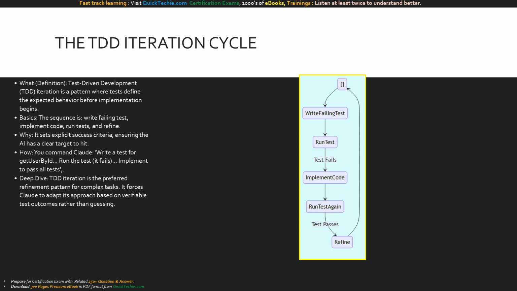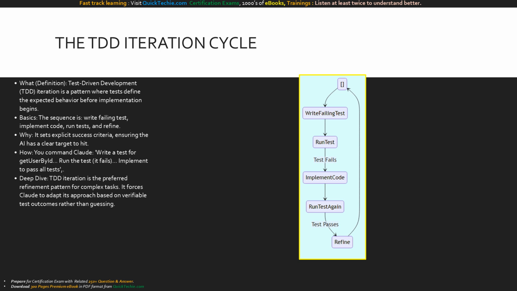Why do we use this with Claude? Because it provides explicit, verifiable success criteria. How do you execute this? You literally prompt Claude to write a test, ask it to run the test and observe the failure, and then instruct it to implement the function to pass the test. For our deep dive, recognize that TDD iteration is the preferred refinement strategy for complex tasks. It ensures Claude adapts its approach based on actual test results rather than making assumptions.